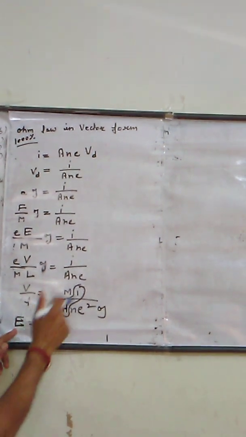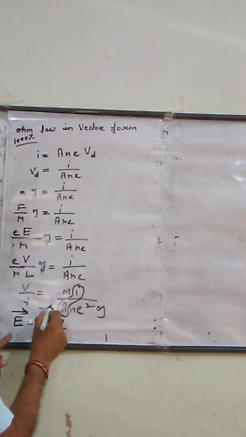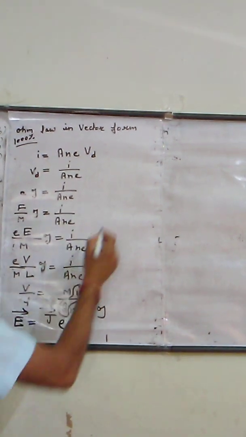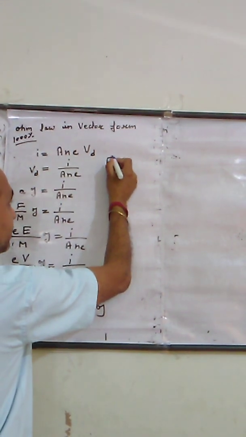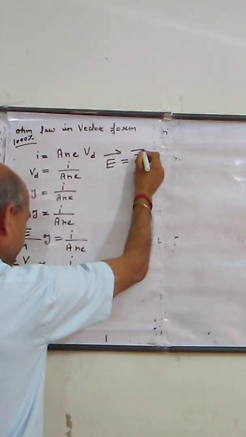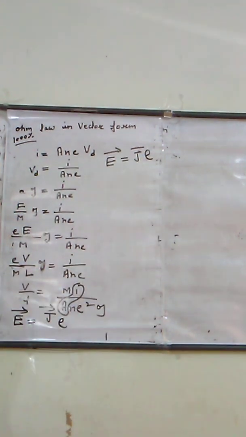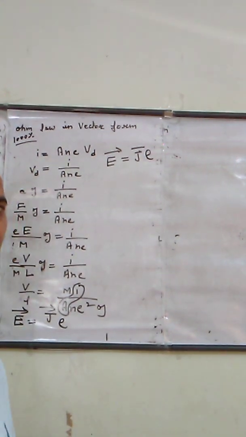So we can say this E is a vector quantity, and this J is also a vector quantity. So we get E vector equals rho J vector. So this is the vector form of Ohm's law.